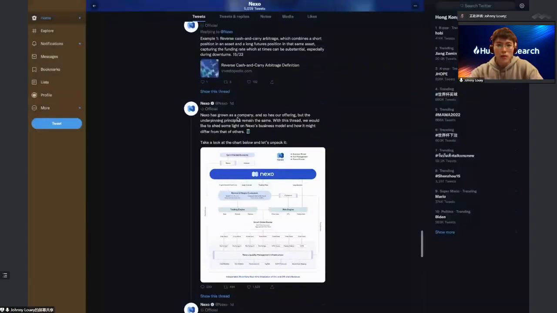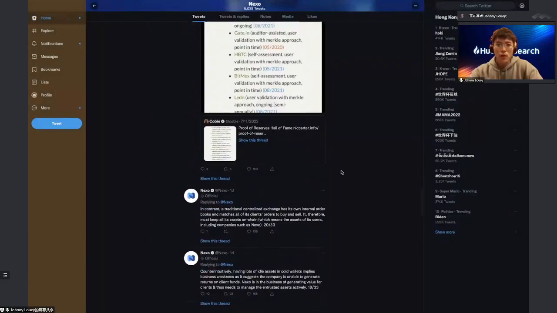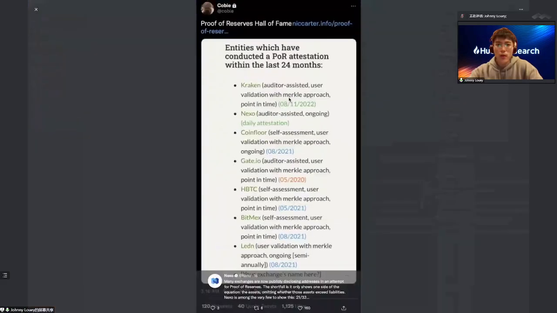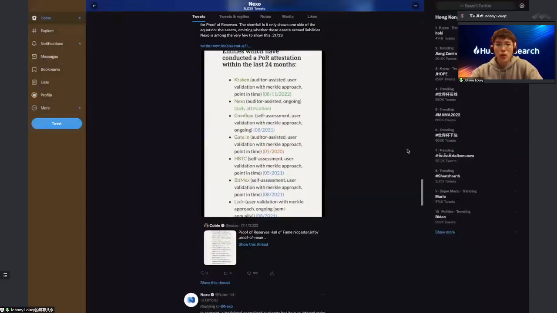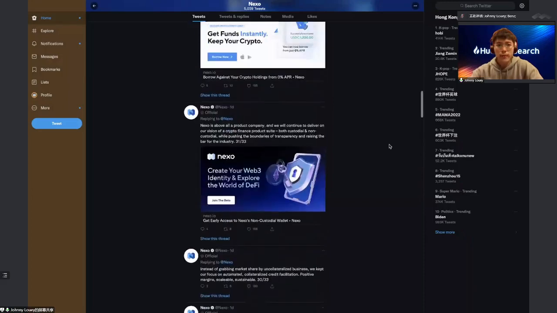Actually, we're seeing a lot of institutions opening up to more transparency, for example, proof of reserves. We already have a lot of entities doing proof of reserve: Kraken, Nexo, Conflow, GIO, HPDC, Huobi, Bitmax, LEDN. These are the institutions which can assure the customers by being transparent. And also Binance, right? So wait a minute, let me get back to the slide.